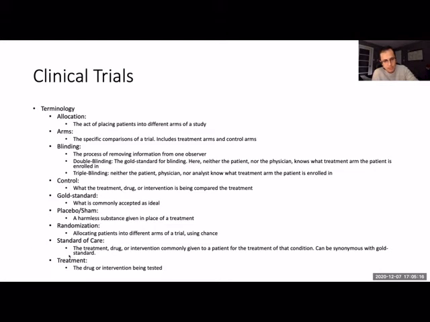Standard of care, as I said, is the treatment, drug, or intervention that's commonly given to a patient for the treatment of that condition. It can be synonymous with gold standard. So a standard of care, as I said, for cancer, may be giving chemotherapy or radiotherapy. And then treatment is simply the drug or intervention being tested.